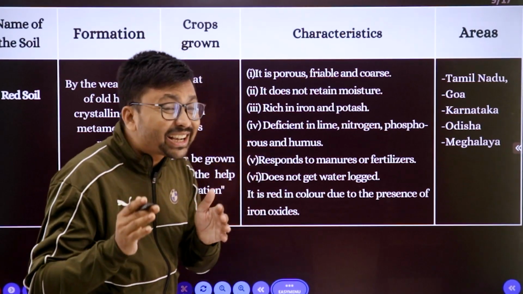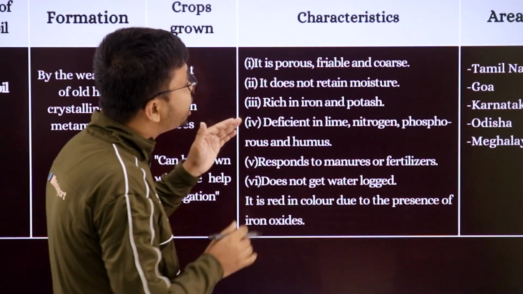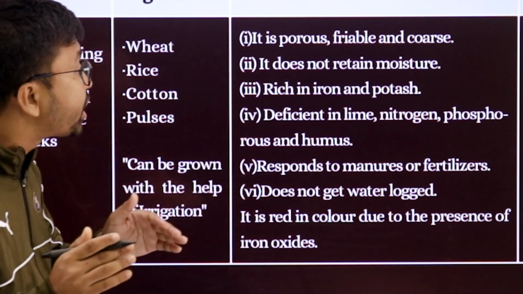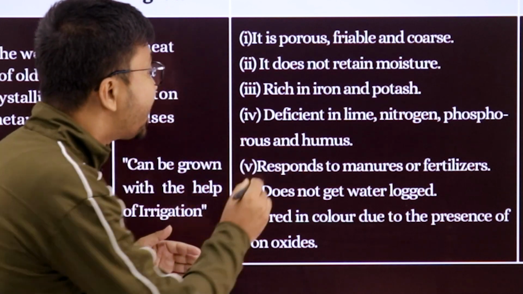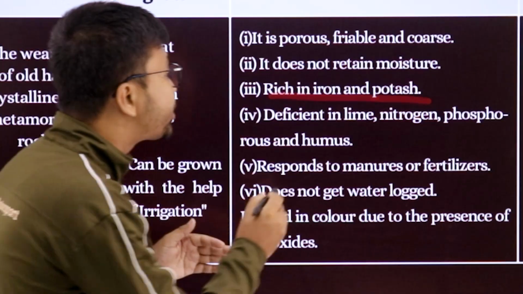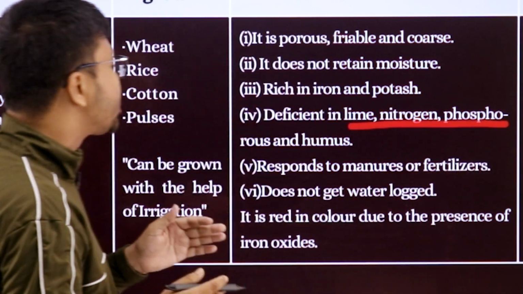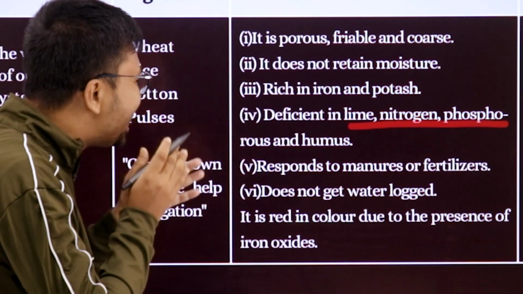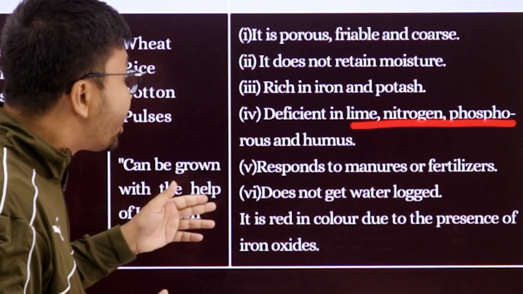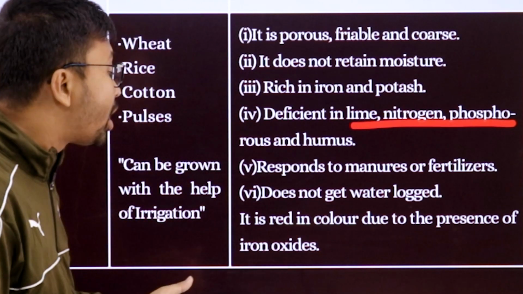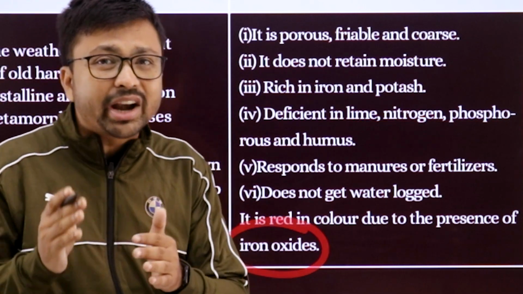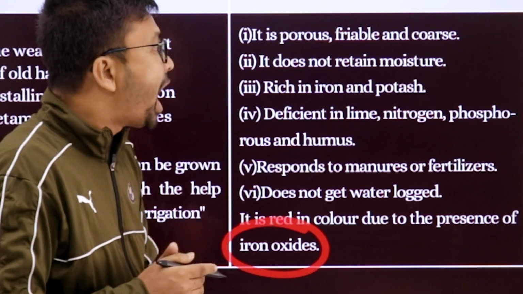So what are the characteristics of red soil? Here you can see it is porous, permeable and coarse. It does not retain moisture, and is rich in iron and potash. That is very important. It is rich in iron and potash but deficient in lime, nitrogen, phosphorus and humus. That is less in this particular soil. It does not get waterlogged, and it is red in color due to the presence of iron oxide. That is a very important term. The red soil is red in color due to the presence of iron oxide.